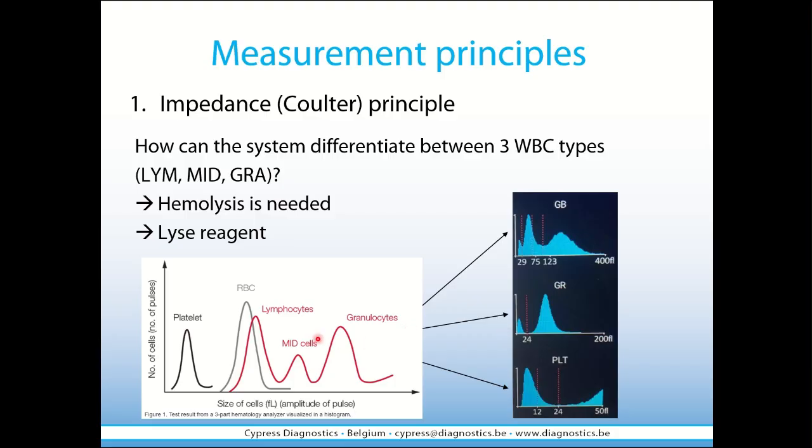The mid-sized portion contains monocytes together with some eosinophils. And the granulocytes contain many neutrophils, some eosinophils, and basophils.